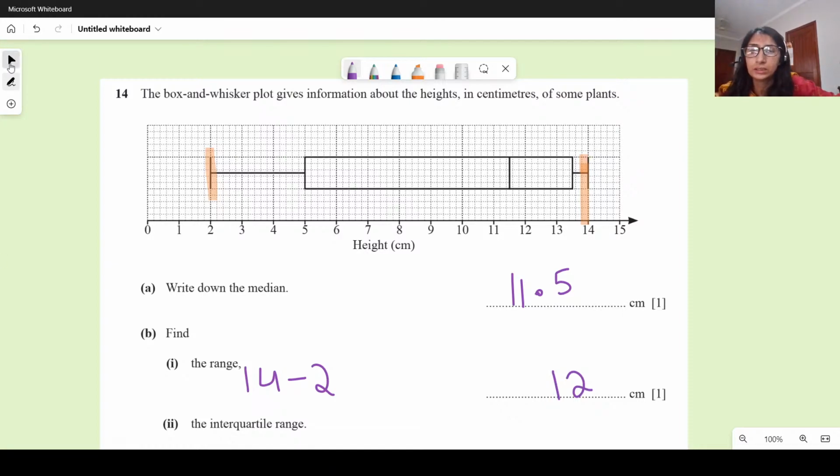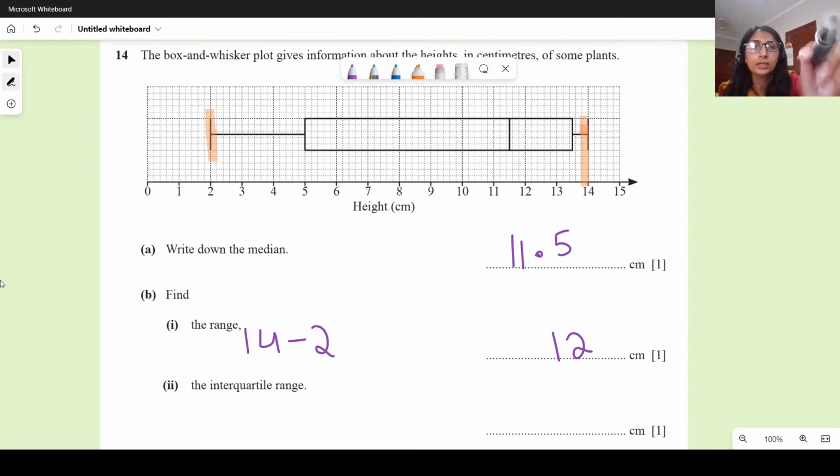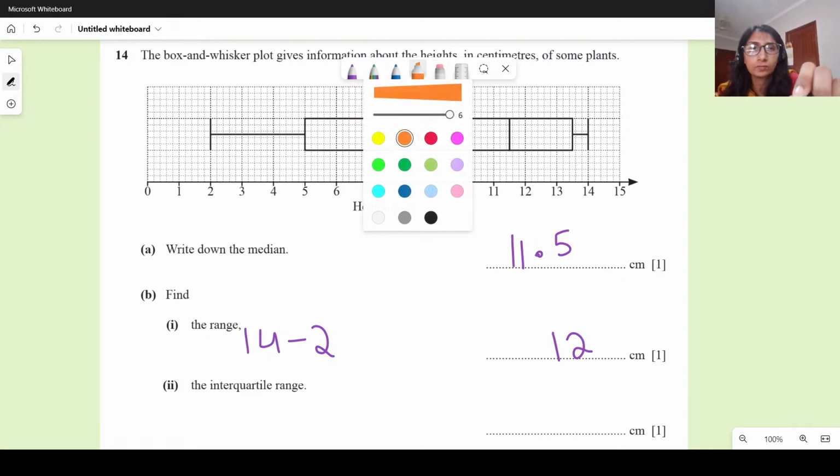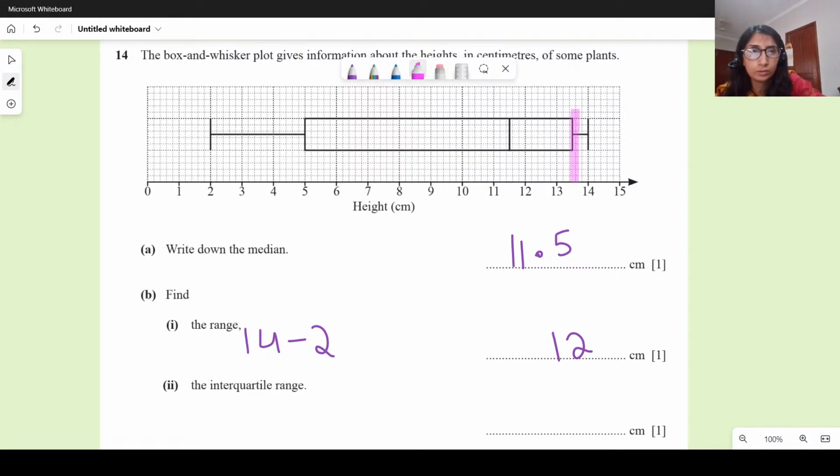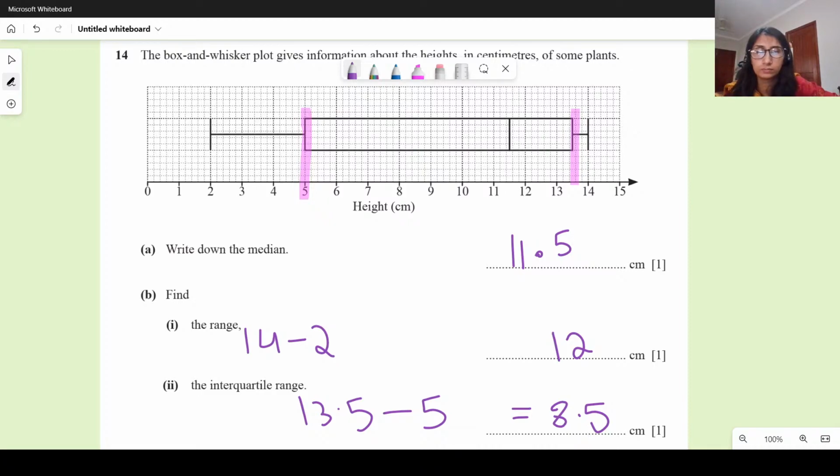Next, we need the interquartile range. Interquartile range is the upper quartile. Upper quartile in a box and whisker plot is this value, which is 13.5. So upper quartile 13.5 minus the lower quartile, which in this case is 5, which gives us 8.5. Yes, that's the answer. Okay, question 50.